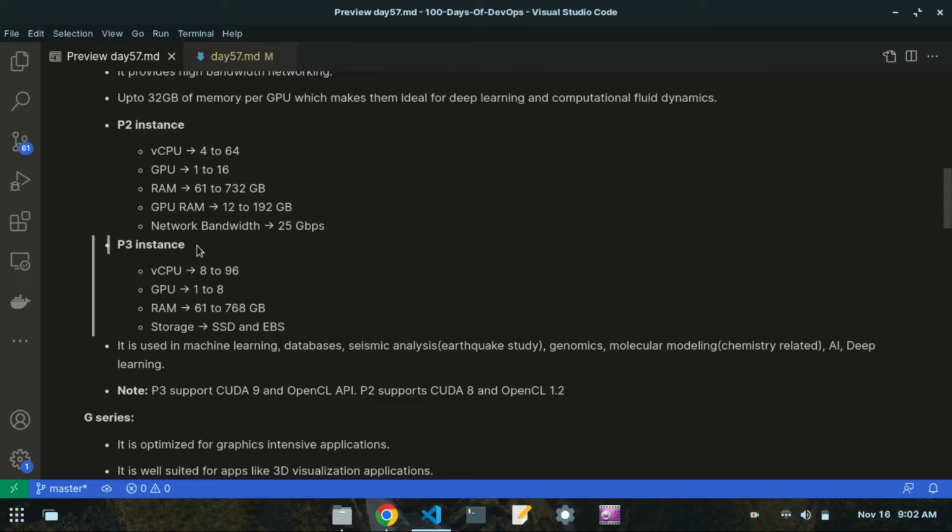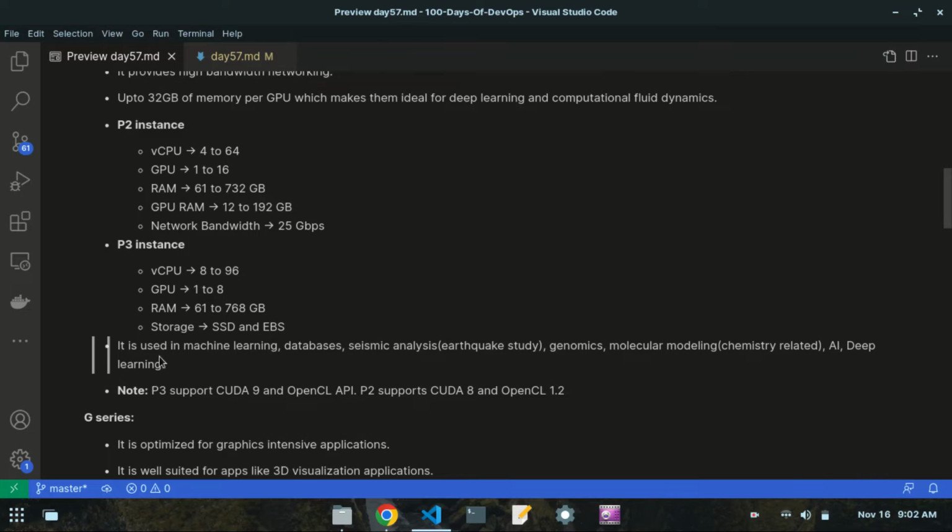After that, let's take a look at the P3 instance also. The P3 instance will provide you virtual CPUs from 8 to 96, but in the P2 instance it was from 4 to 64. If you compare them, you can understand it better. The GPU is from 1 to 8, RAM is from 61 to 768 GB, and the storage will be SSD and EBS.